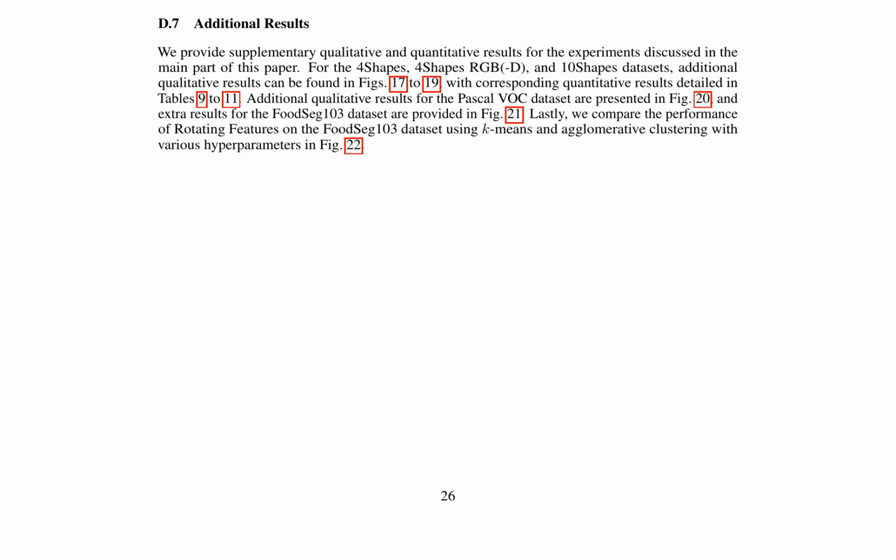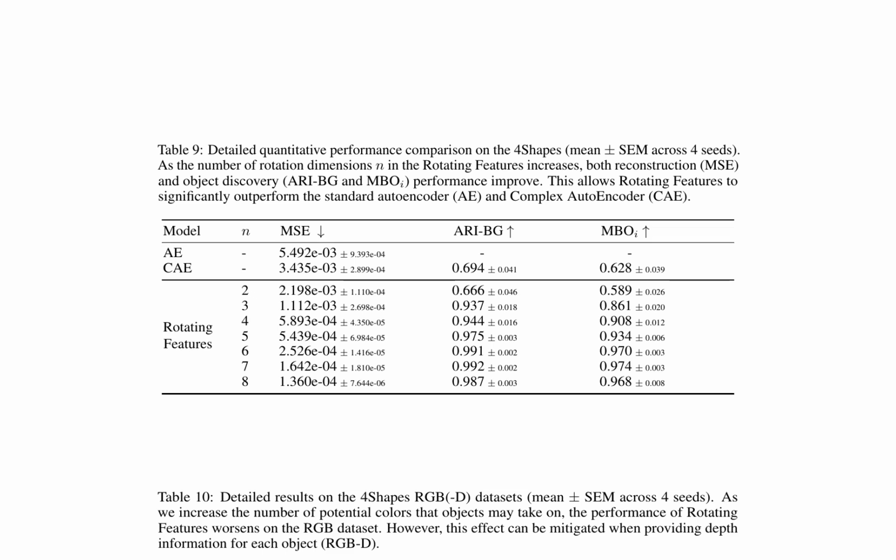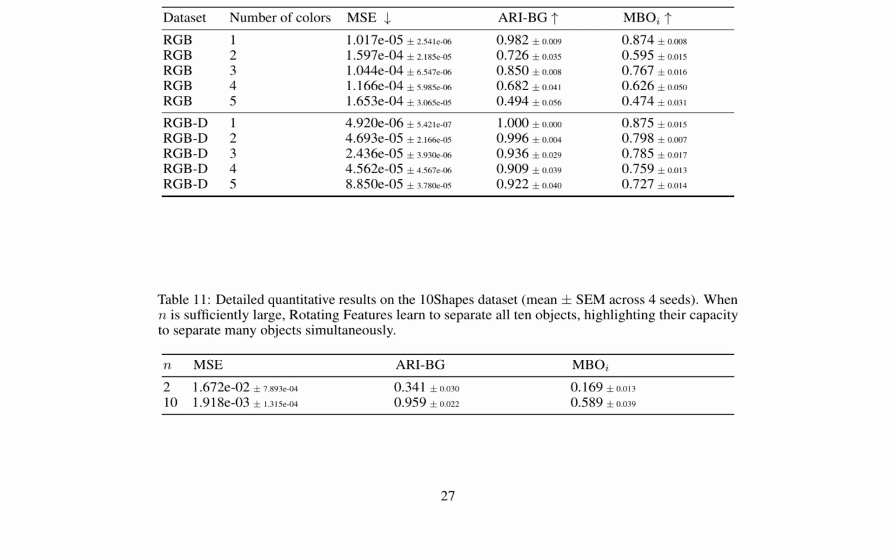is also compared. The tables on page 27 compare the quantitative performance of the rotating features model across datasets. Table 9 illustrates how performance improves with increasing rotation dimensions, outperforming standard and complex autoencoders. Tables 10 and 11 detail performance on RGB and RGBD datasets, highlighting the impact of color and depth information. Results show that object separation capacity increases with more rotation dimensions and depth information.